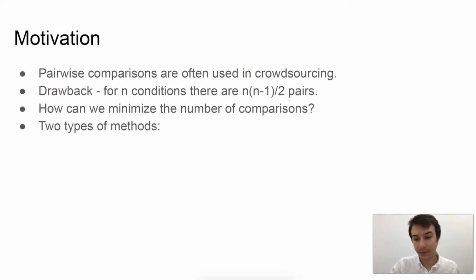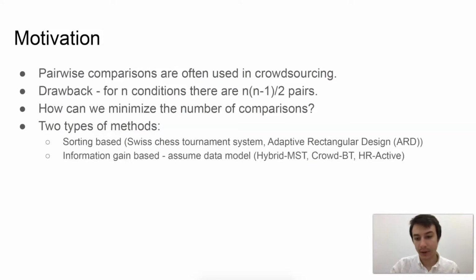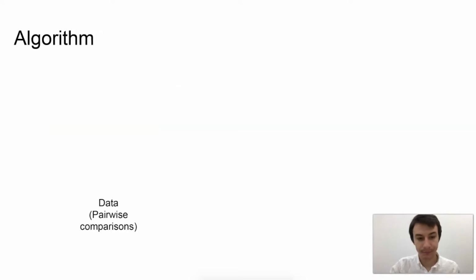Generally, two types of methods are distinguished. Sorting-based, using a simple heuristic that similar or close in scale conditions should be compared, and information gain-based. Those use the pairwise comparisons that would be minimizing the uncertainty in the scale the most. And our method falls into that category.